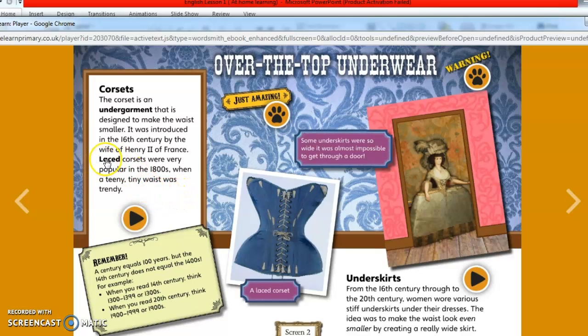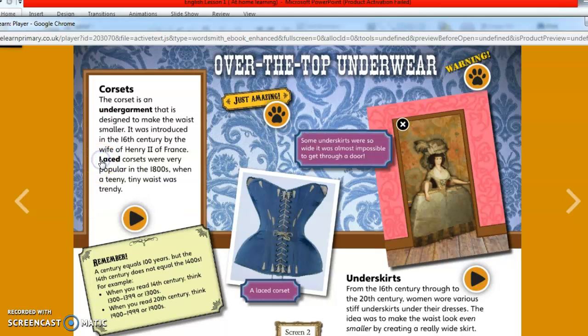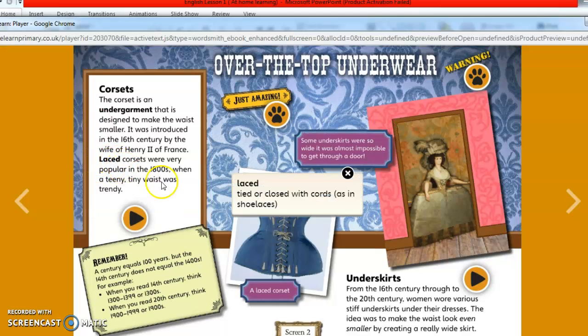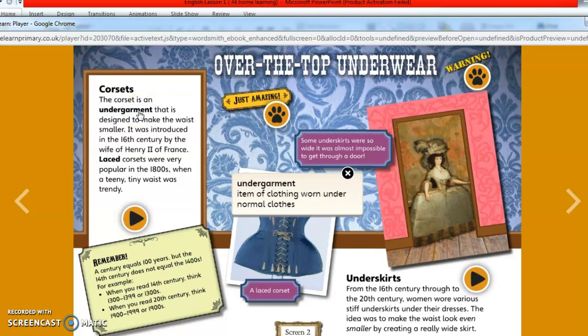Now, every time you see these words that are highlighted, if you right click them, you're going to see the meaning of the words pop up there. So for example, you see the word laced means tied or closed with cords, as in shoelaces. I bet all of you have shoelaces. Now you know what laces are. And if something is laced, it means it's tied at the back, like shoes. So if you want to know what an undergarment is, you click on the highlighted word and then the pop-up comes here and it explains to you what it is. The undergarment is an item of clothing worn under normal clothes.